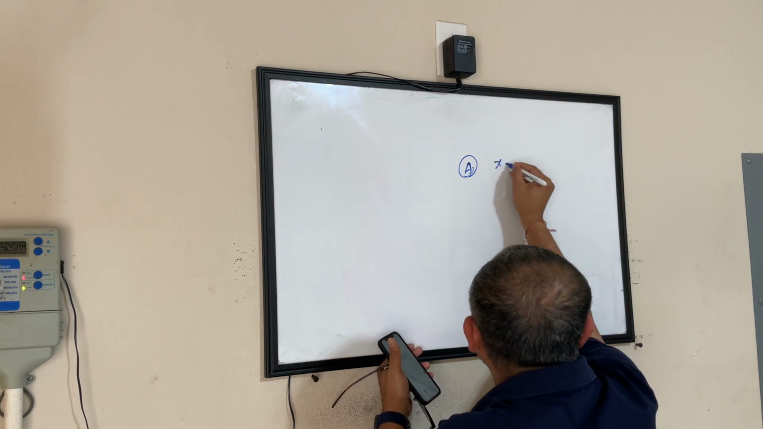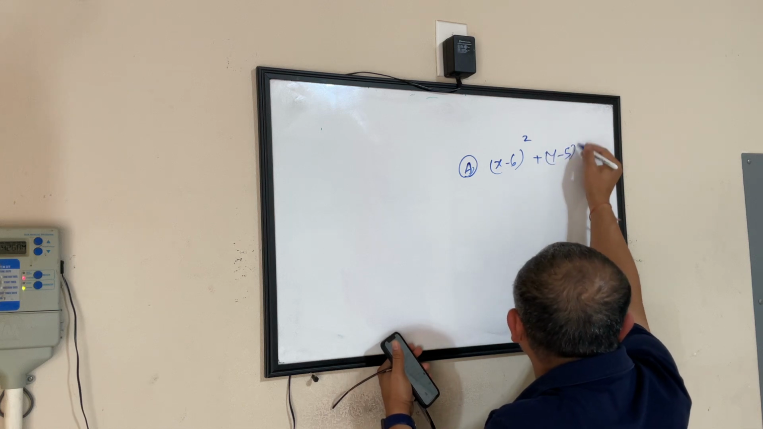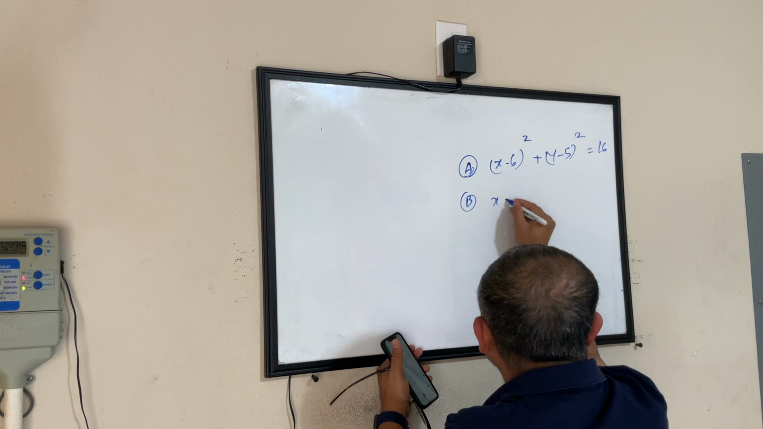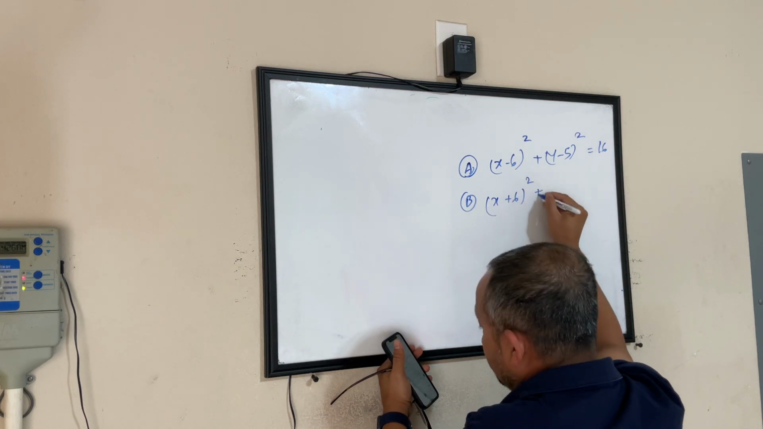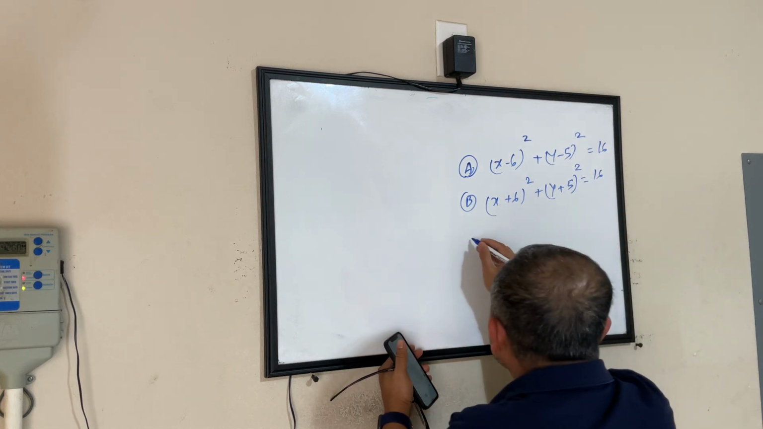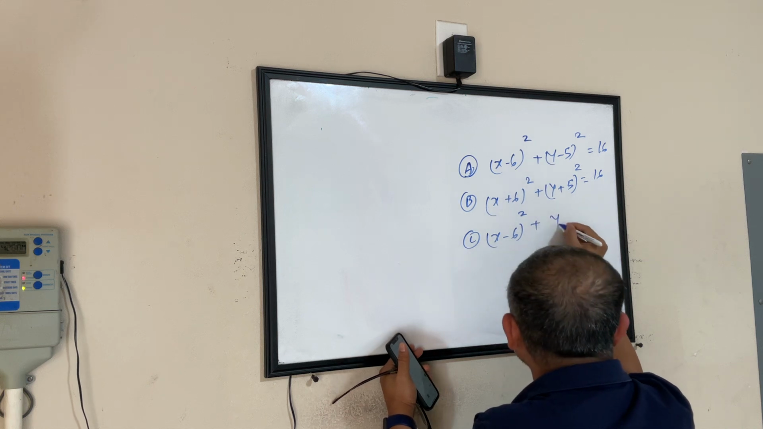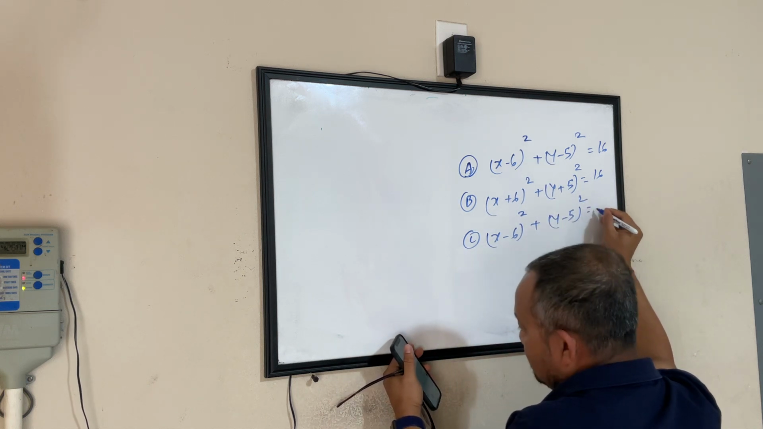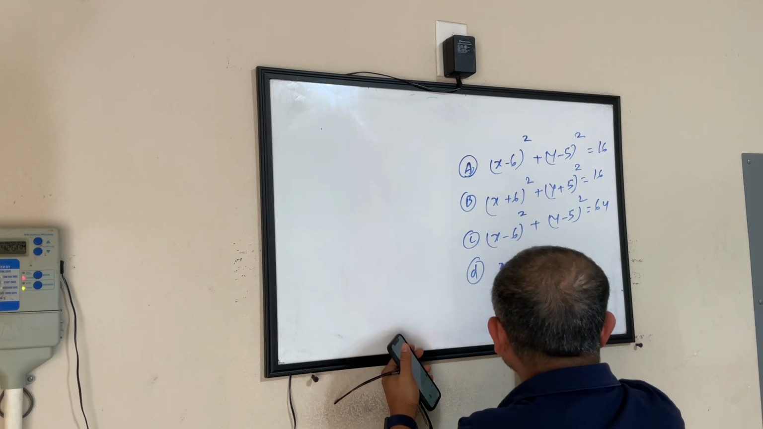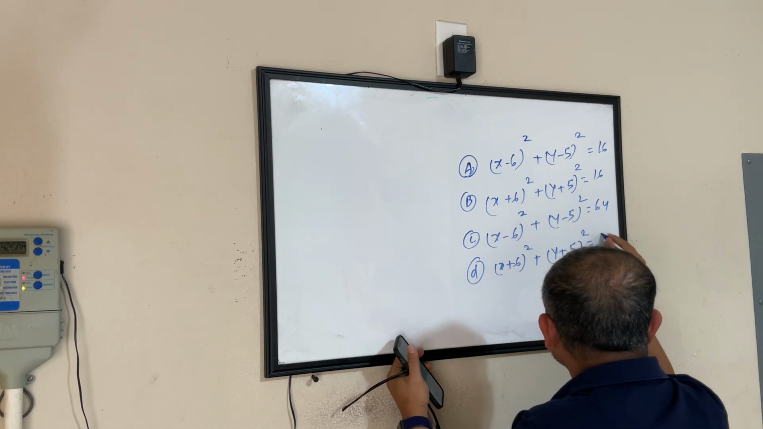First one is (x minus 6) squared plus (y minus 5) squared equal to 16. Second option is (x plus 6) squared plus (y plus 5) squared equal to 16. Third option is (x minus 6) squared plus (y minus 5) squared equal to 64. D is (x plus 6) squared plus (y plus 5) squared equal to 64.